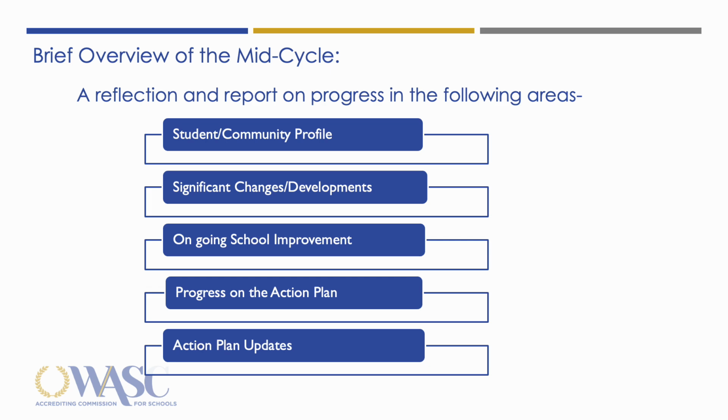You're going to update the student and community profile so that it is accurate and relevant. You're going to discuss significant school changes and developments since the last self-study. You're going to discuss your ongoing improvement processes and who's involved. You're going to give progress on your school-wide action plan and the critical areas for follow-up left by the last visiting committee. And you're going to talk about what updates you have made to your school-wide action plan.